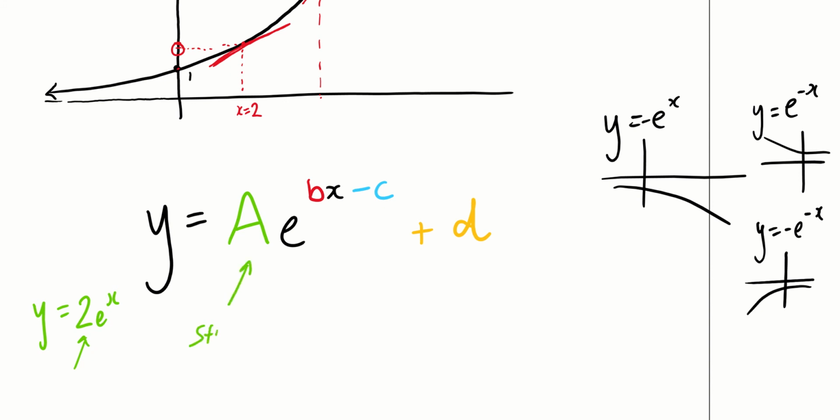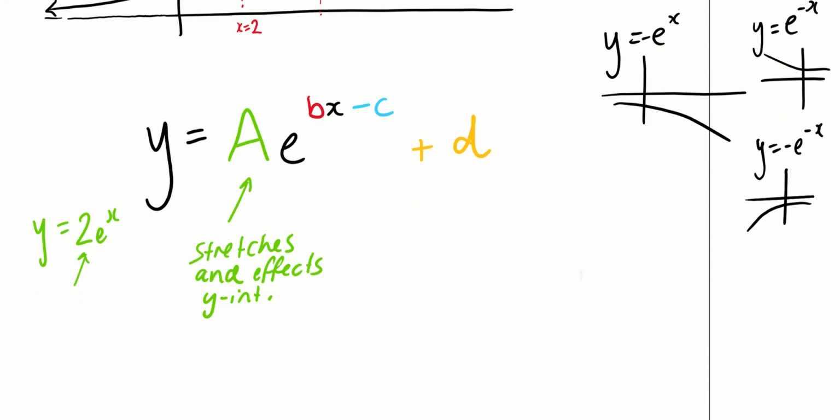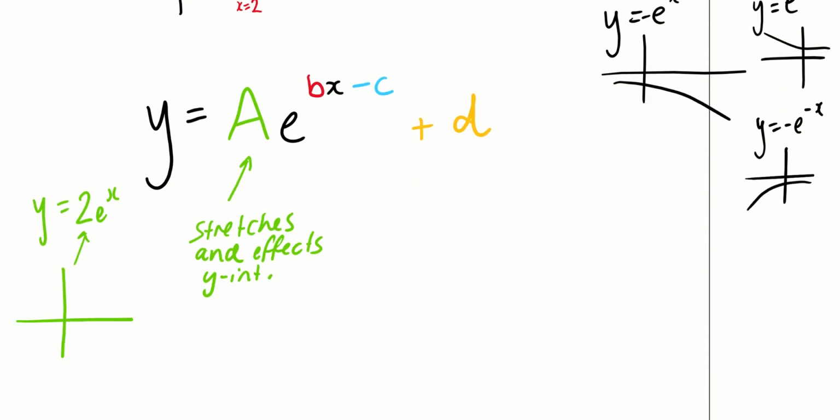So I'm going to say it stretches and affects the y-intercept. So the graph y equals 2e to the x, we are going to get a graph that then still has an asymptote at 0, but passes through at 2. So see how it stretches it up? It doesn't shift it up because it's still got the exact same asymptote on the x-axis there.